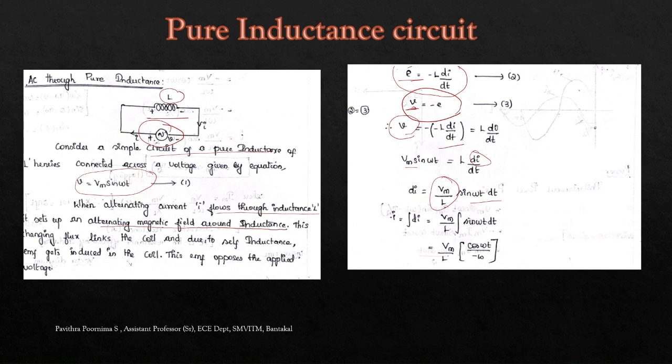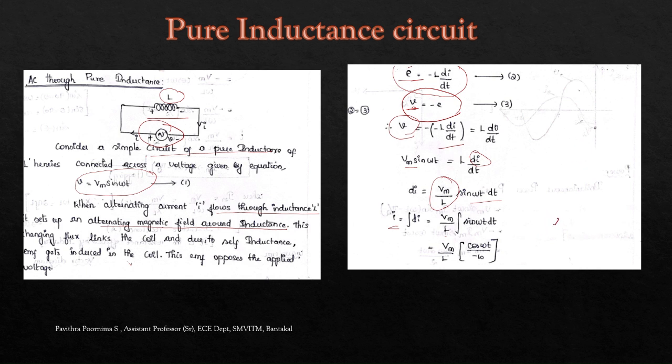To find I, we have to integrate on both the sides. So integrating di gives I. So I equal to Vm by L, which is a constant, times the integration of sin omega t dt. So what is the integration of sin omega t? Which is minus cos omega t divided by omega.